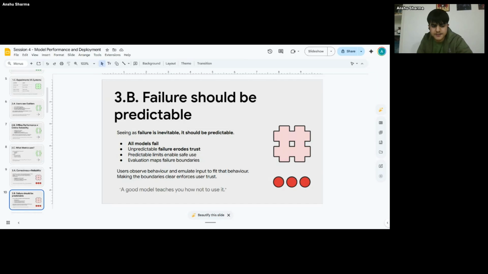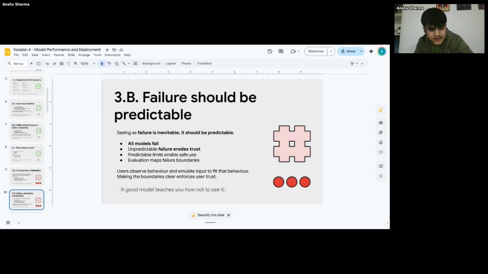And evaluation maps failure boundaries. So once we evaluate our model, and this is why evaluation is important, because evaluation is about knowing the limits of your model and how it performs and how reliable it is. So once we perform evaluation, it tells us that the model has these boundaries and this is what the model can handle, and that sets us up for predictable failures, right?